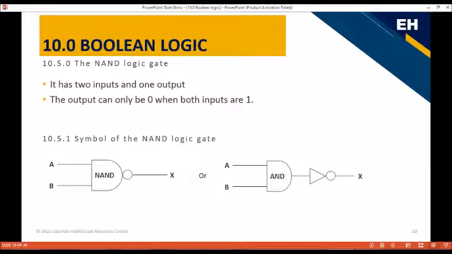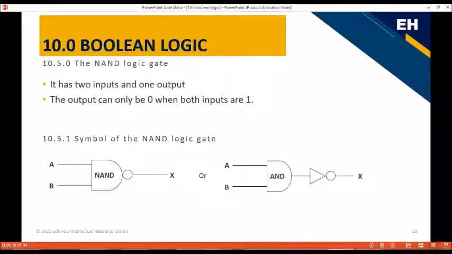The output of an AND gate can only be 1 when both inputs are 1. So the rest of the output becomes 0. But for the NAND gate, it is the opposite. That is, the output can only be 0 when both inputs are 1.